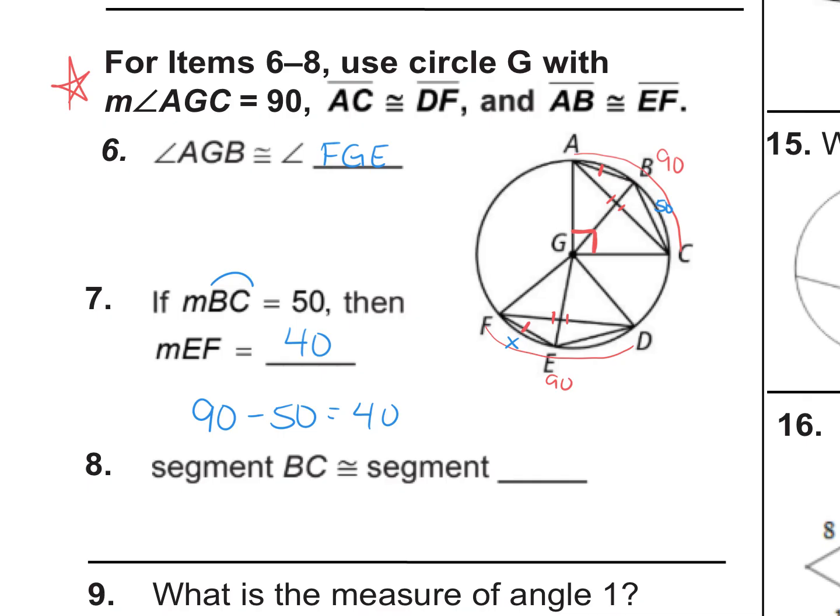Good question. Segment BC is congruent to segment ED. I do not care about the order of those because it's just a line segment. I'm probably not going to be too picky about this either, but you do want them to match up.